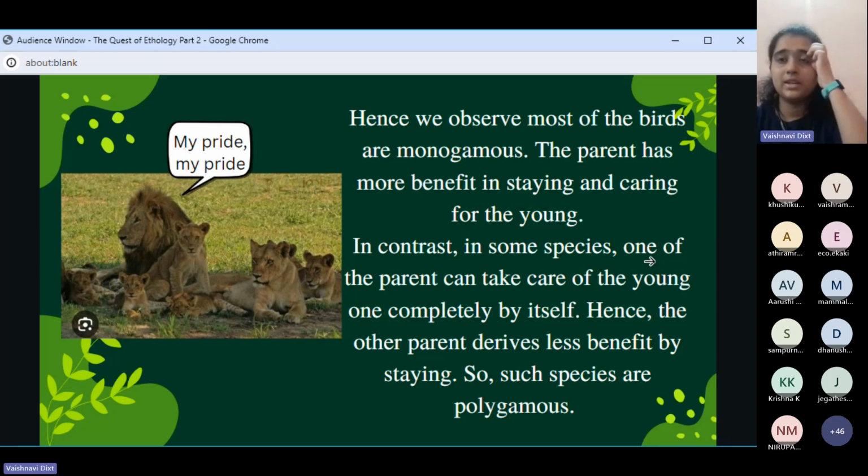As you can see, birds cannot take care of the young one all by themselves. Hence, those are monogamous, because both the parents are needed. But in case of lions, the lioness can take care of the young. In case of polygamous species, one parent can take care of the offspring all by itself. Hence, the other parent can mate with other mates. So such species are polygamous. I hope you guys got an idea of how parental care can influence the mating system.